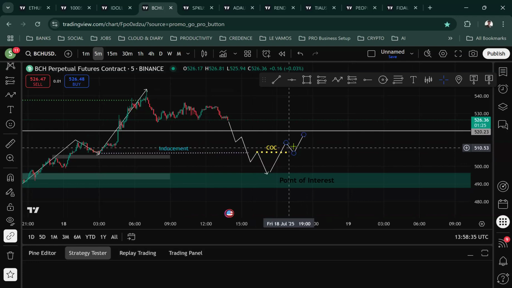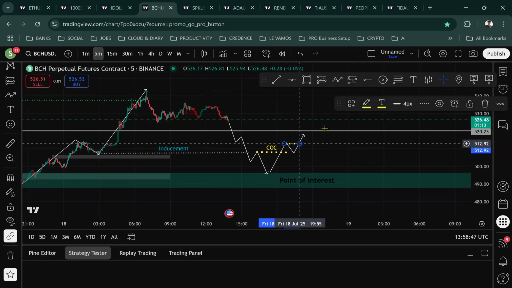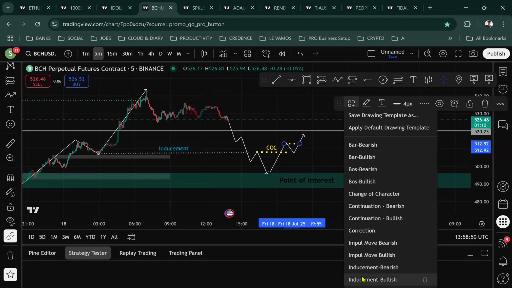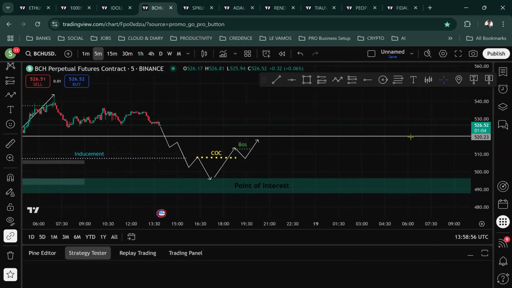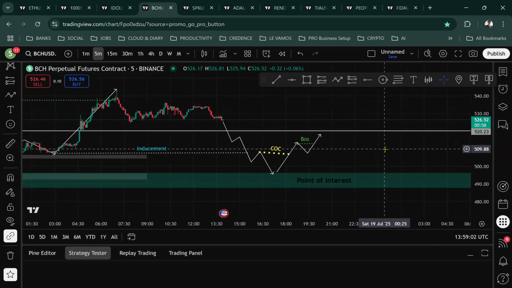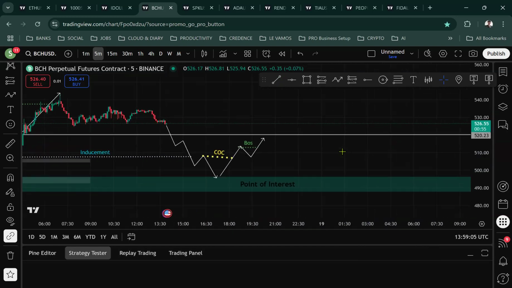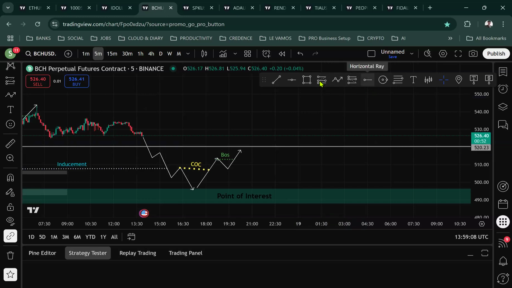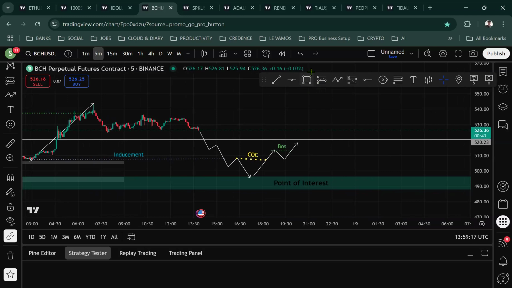Fine. So we need to see BOS to confirm it. Yeah, this is the BOS. So something like this, it's confirmed. So in this case, where will be the entry? So the entry now, below this BOS is inducement.